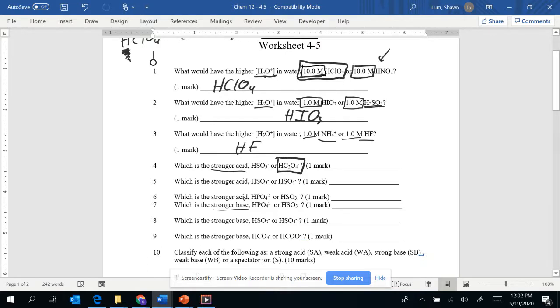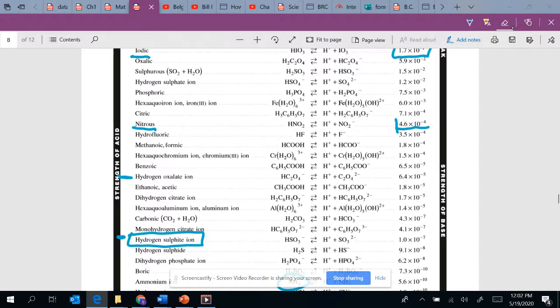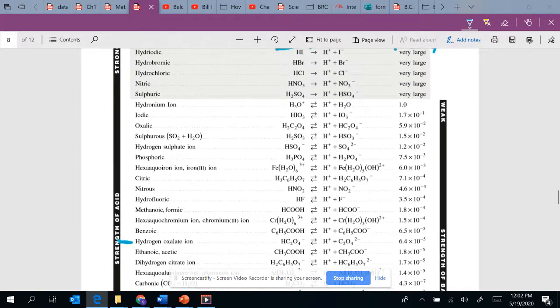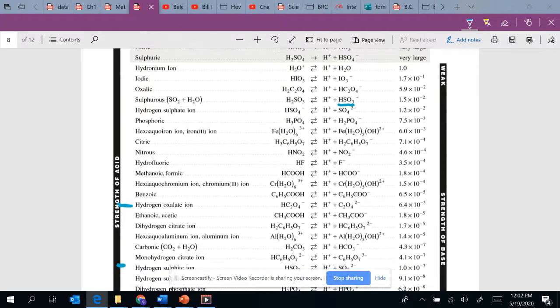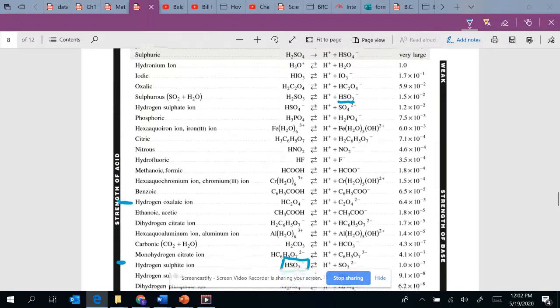HSO3 or HSO4 minus. I'm just going to quickly erase some of this stuff because it's getting a little bit crowded. So again, HSO3 right here, but we're looking for acids. So we have to look for HSO3 minus right there, and we have to look for HSO4 minus.